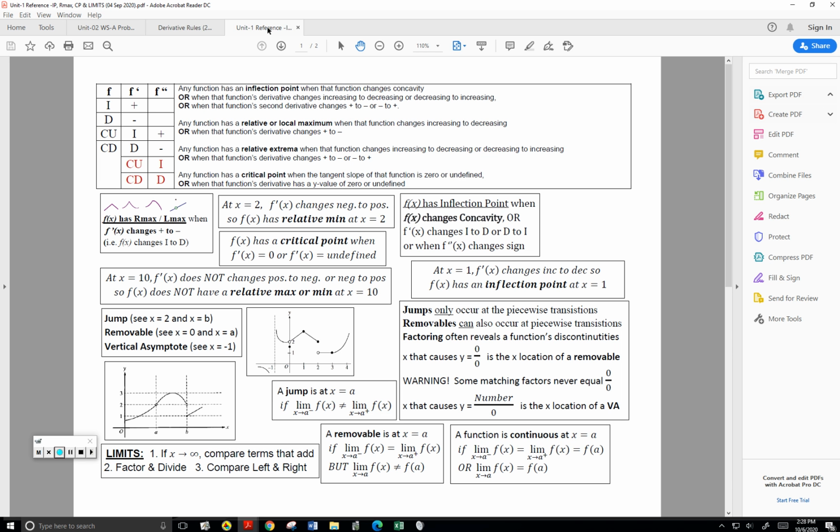So no, the flashcard is strictly true. f prime must change, increase to decrease or decrease to increase, in order for f to have an inflection point. If f prime simply has a value of 0, that doesn't guarantee an inflection point on f. There you go.